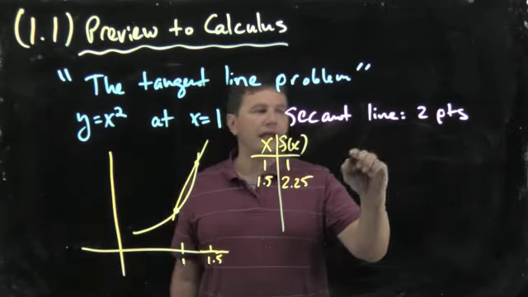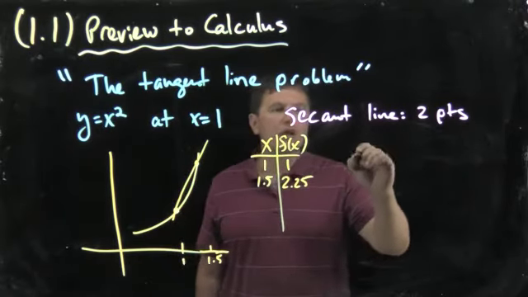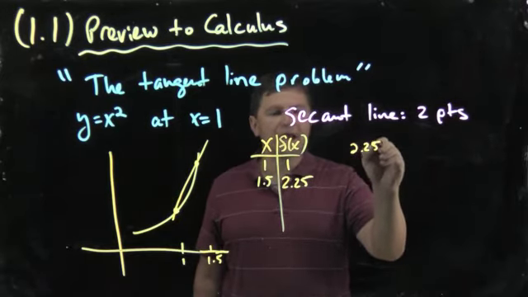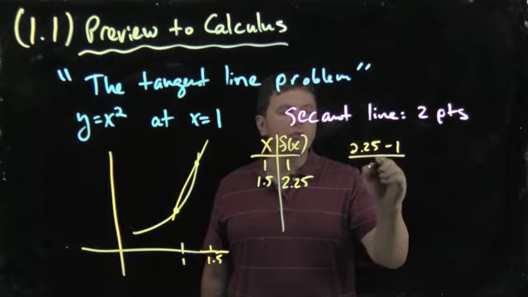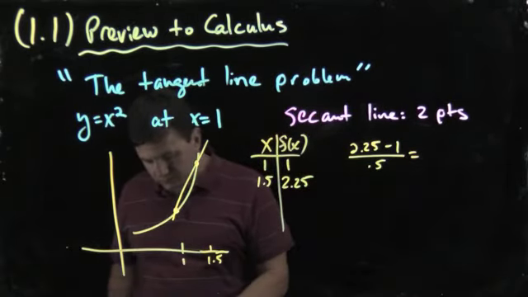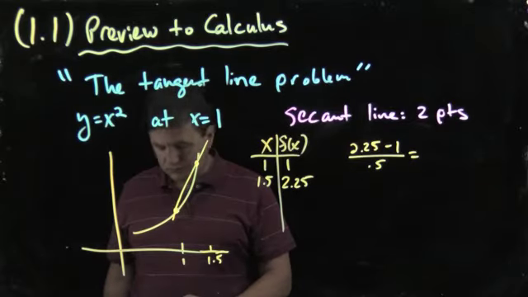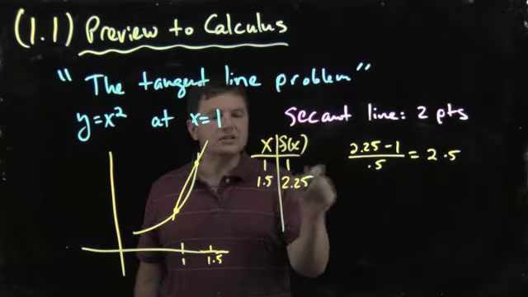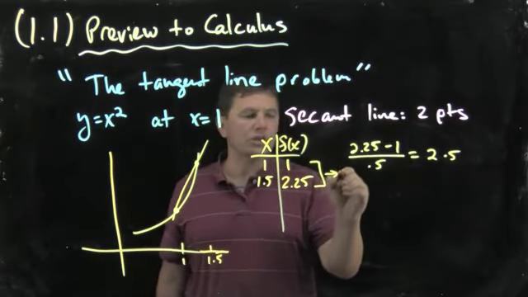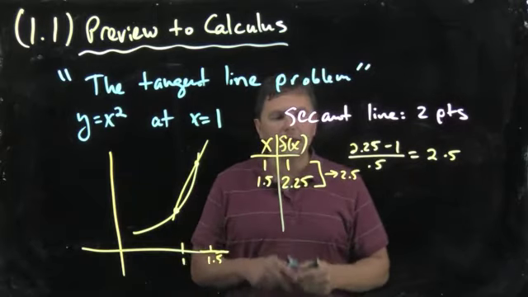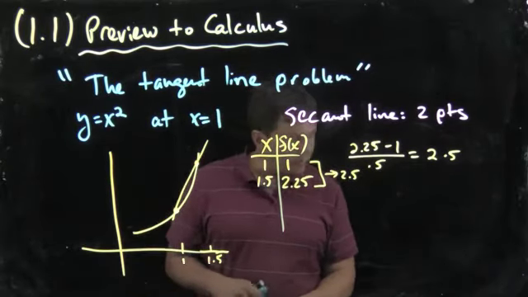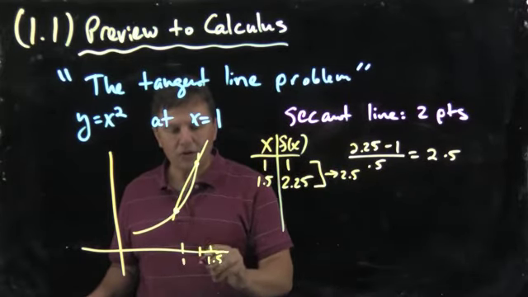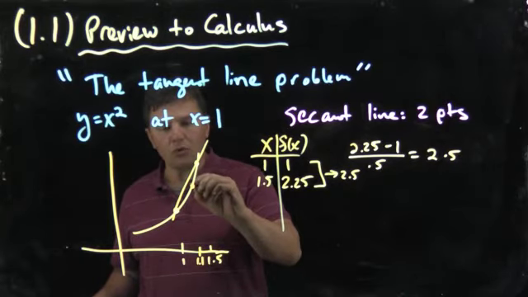Well now I can find an approximation. An approximation for this rate of change would be 2.25 minus 1 over 0.5. And we get 2.5. So if we go from 1 to 1.5, we get an approximation of 2.5. All right? Now, maybe we're sitting here going, that isn't a very good approximation. Let's go with 1.1. And like I said, this is not to scale. I'm just giving myself some room here.